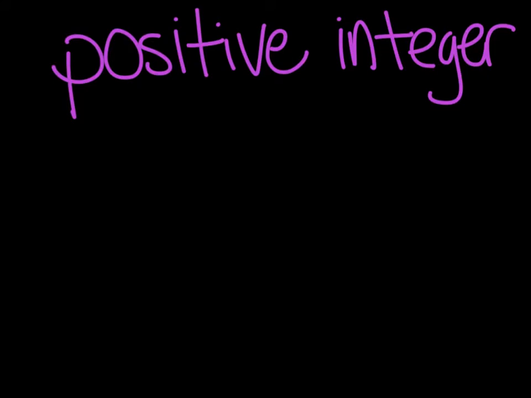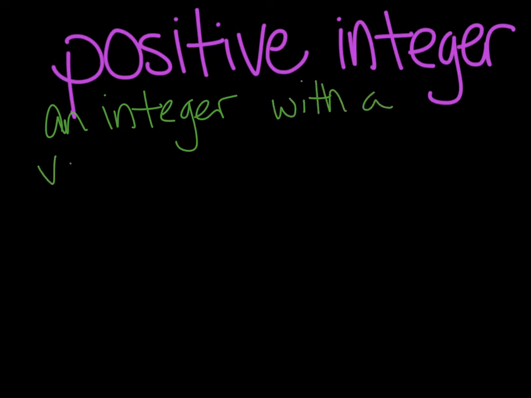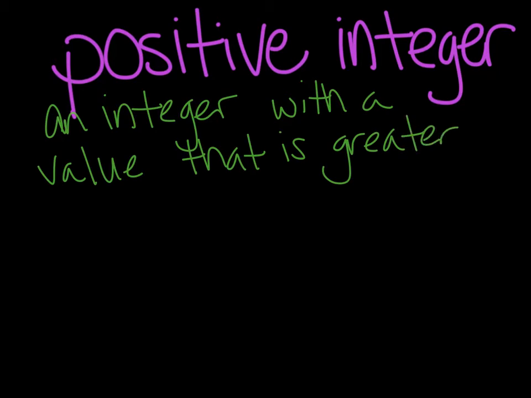A positive integer is an integer with a value that is greater than 0. Pretty much every time you've been doing math for the better part of your life, you've been talking about positive numbers or positive integers. Just remember that a positive integer cannot have a fraction or a decimal attached with it.